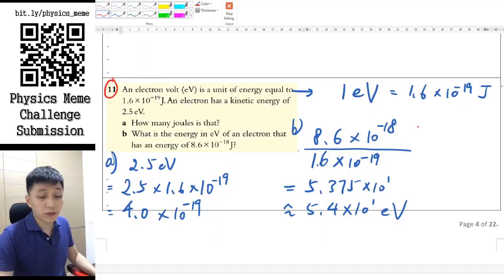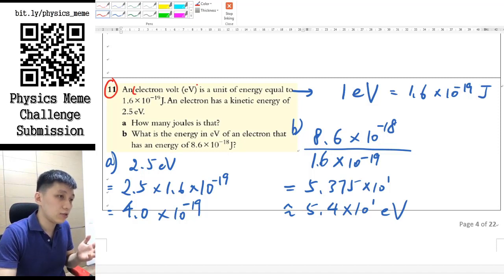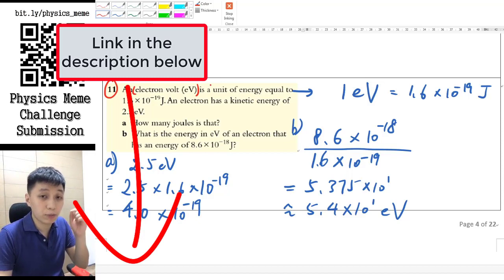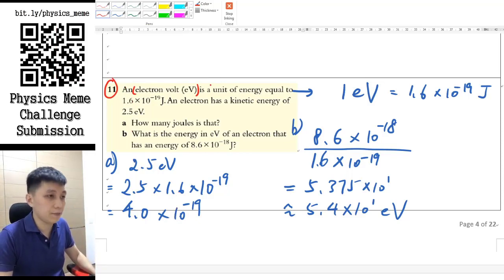A few moments later. Because of the time, I already wrote the answers here. So the first question is about electron volt, which is something that you may not have learned before. So in case you are interested, you can go to check out another video. I will put a link in the description below. You will get to learn it when you learn chapter 5 in IB.